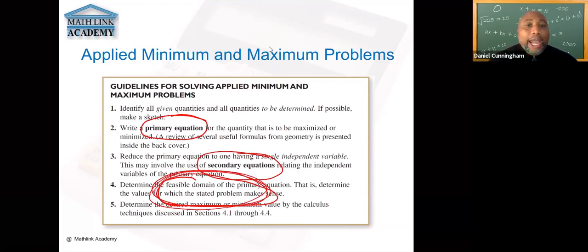And then from there, answer the question when you solve for your unknowns, when you set your first derivative equal to 0. So let's look at a problem and see how we can apply these different rules or procedures of applying minimum or maximum problems in optimization.